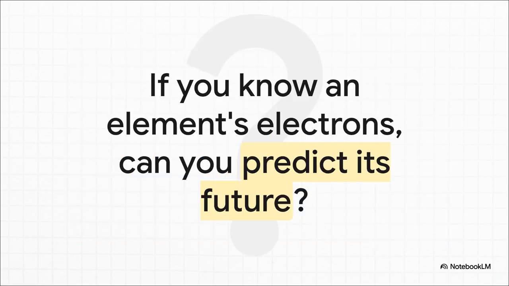So, the next time you glance at a periodic table, don't see an intimidating chart you have to memorize. See it for what it really is, a cheat sheet, a tool for making predictions. Because if you know where an element lives on this map, you know how its electrons behave. And if you know that, well, in a way, you can predict its future.